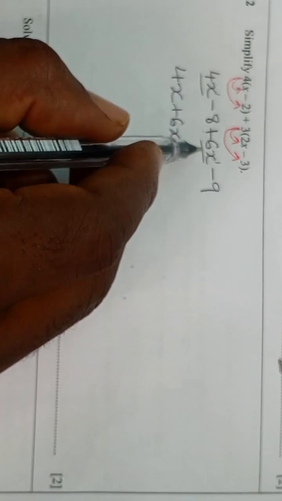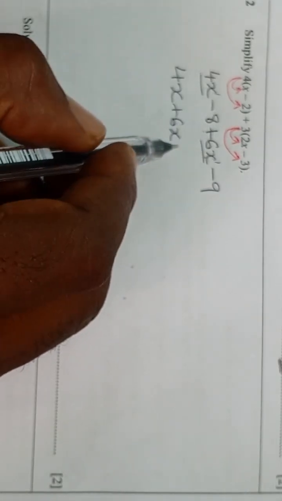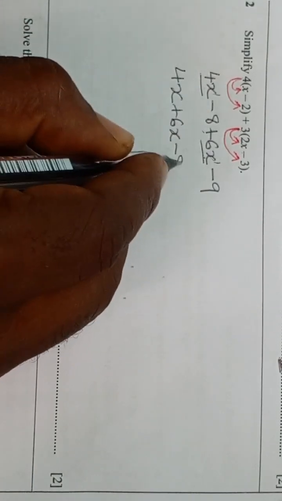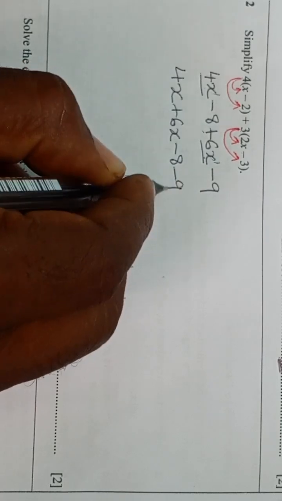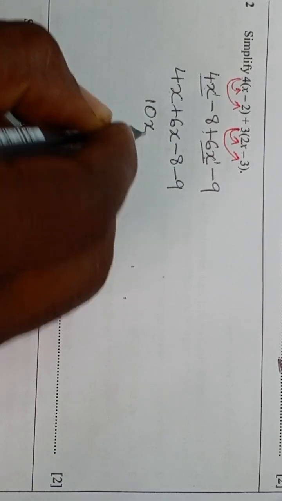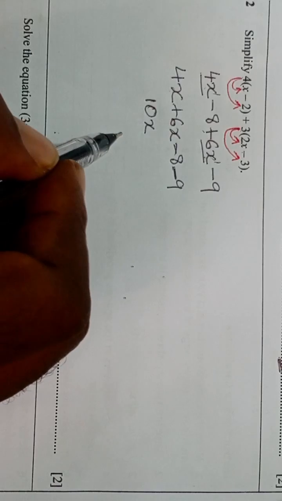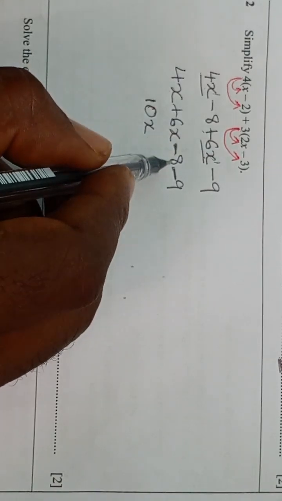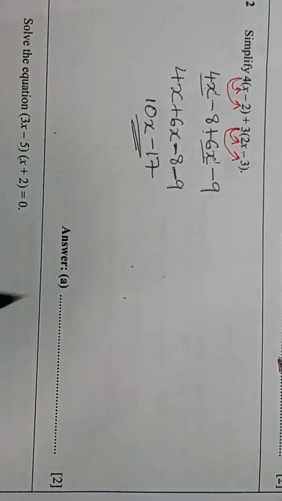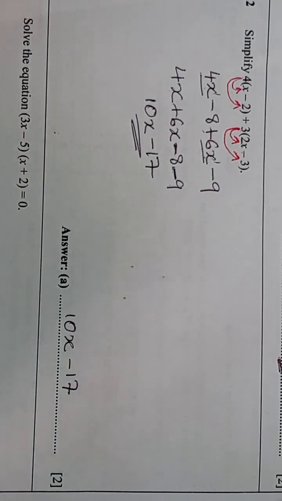Positive 6x will not change its sign because it is not crossing any equal sign. Then minus 8 minus 9. 4x plus 6x is 10x. Negative and negative, you add and keep the negative sign on the answer. So negative 8 minus 9 is negative 17. So the answer is 10x minus 17.